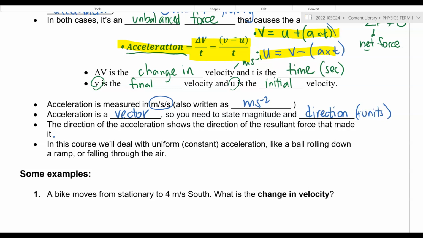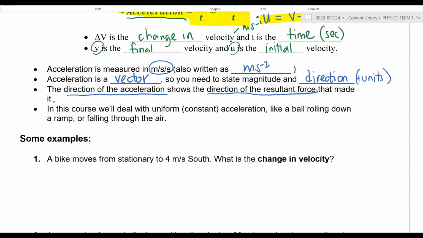Okay. So, the next one here is that the direction of the acceleration, whatever that may be, also shows the direction of the resultant force that made it. Say, for example, if you apply the brakes on the car, the resultant force is backwards. It seems weird, I know, but even though it's moving forwards, the net force or the resultant force is backwards, and so your acceleration is backwards, i.e. deceleration. So whichever direction the net force is in, that's the way the thing will accelerate.